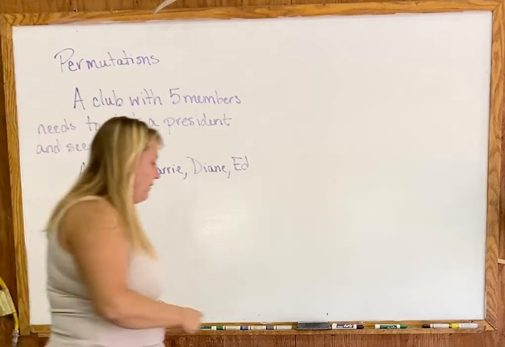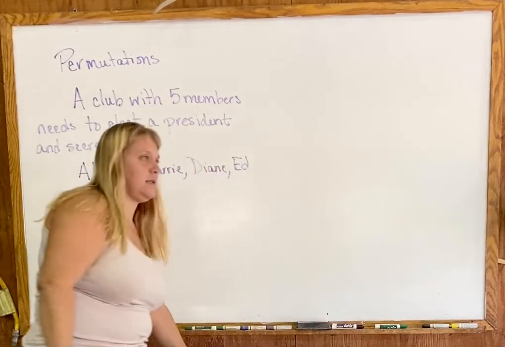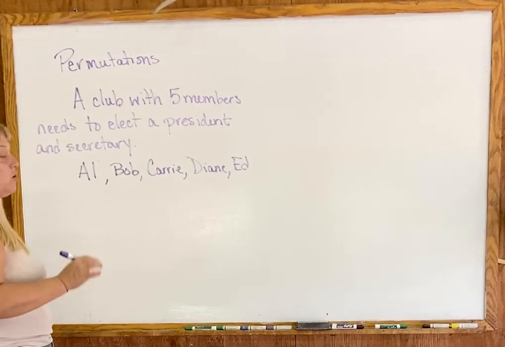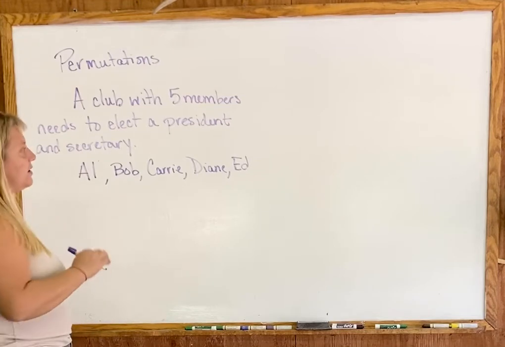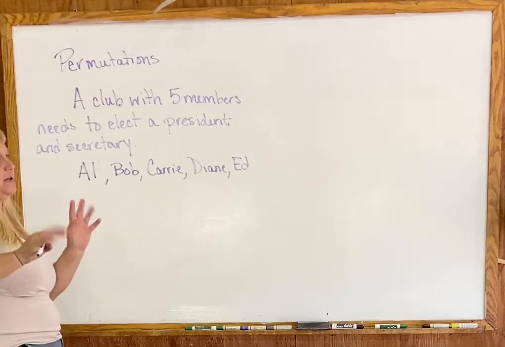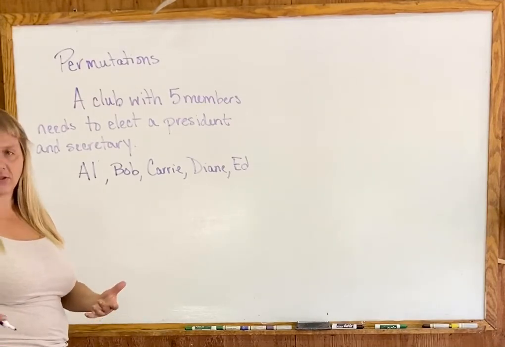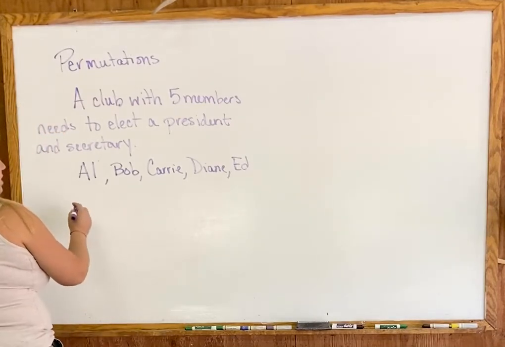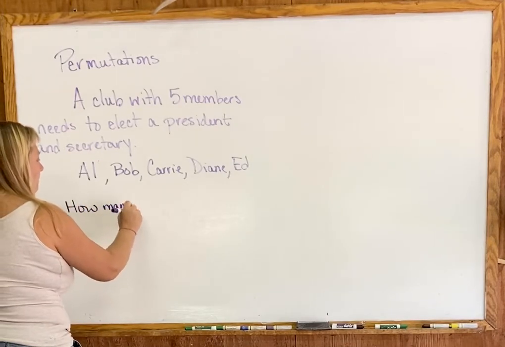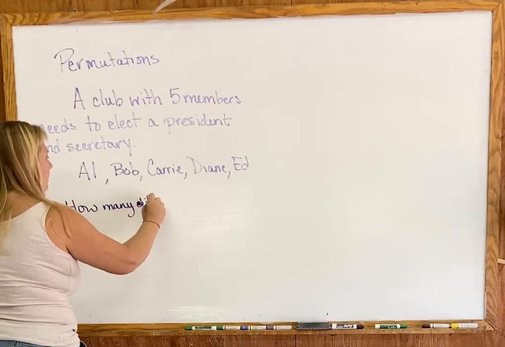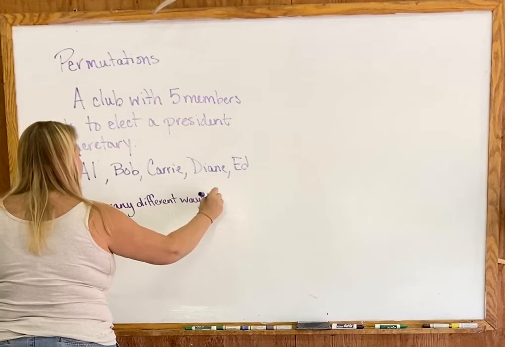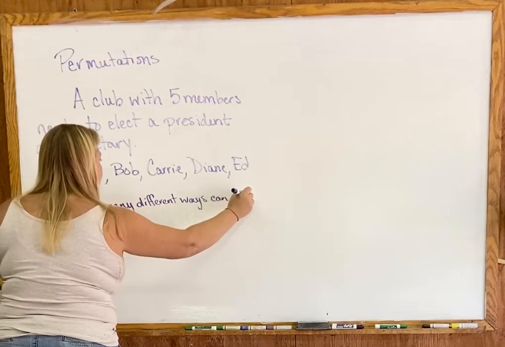Okay, so we've got five members of this club. Now, they need to elect a president and a secretary. Now, the first thing that we want to make sure is that we understand that everybody is going for it, okay? It's not like where someone's like, oh, I don't want to do it. They all want to be president. They all want to be secretary, okay? So the question is, how many different ways can this be done?